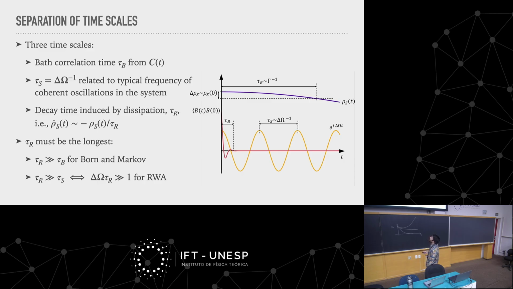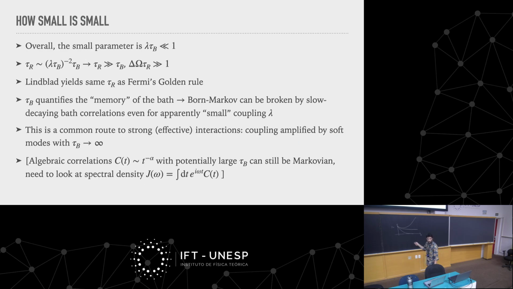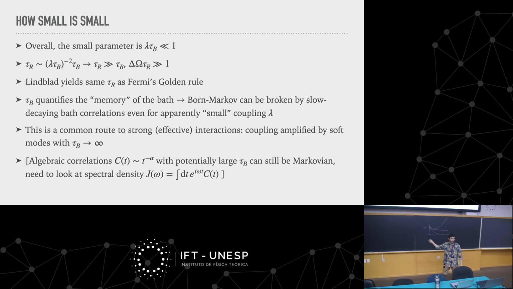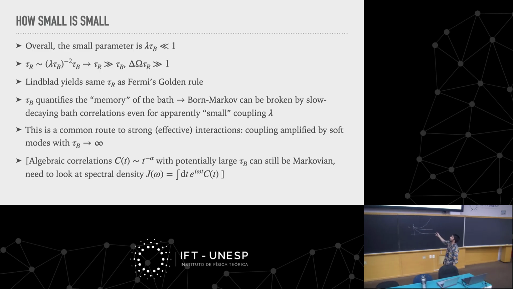And so now I can tell you, when I said the coupling must be small, with respect to what? It's an energy. So it turns out that the actual small parameter is lambda times the correlation time of the bath. And then it turns out that the linear master equation predicts this inverse square scaling, which generally guarantees that these inequalities are satisfied unless this delta omega or tau b are doing something funny. This quadratic scaling comes because tau r is essentially the one you get from Fermi's golden rule.